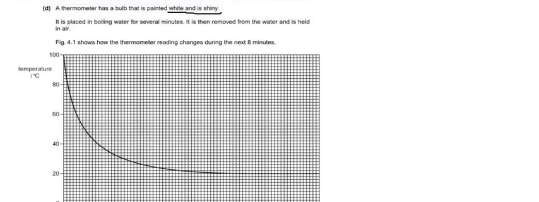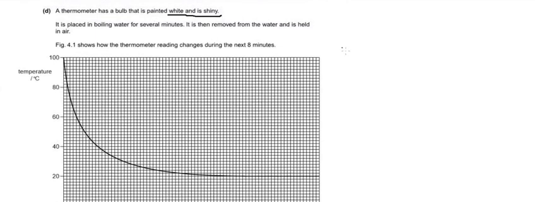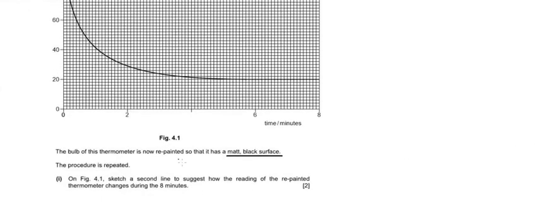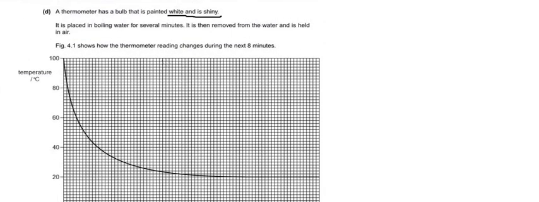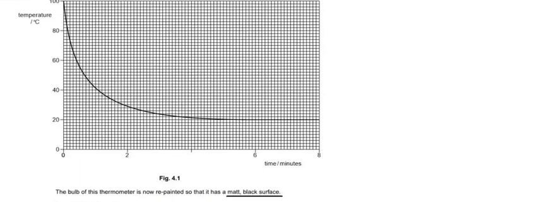So this is all when the bulb is white and shiny, and now it is painted with a matte black surface. So what should happen to the graph? What is the difference between the matte black surface and the white shiny surface? We have learned in the chapter that matte black is the color which absorbs more amount of heat, okay, and which also emits more amount of heat.